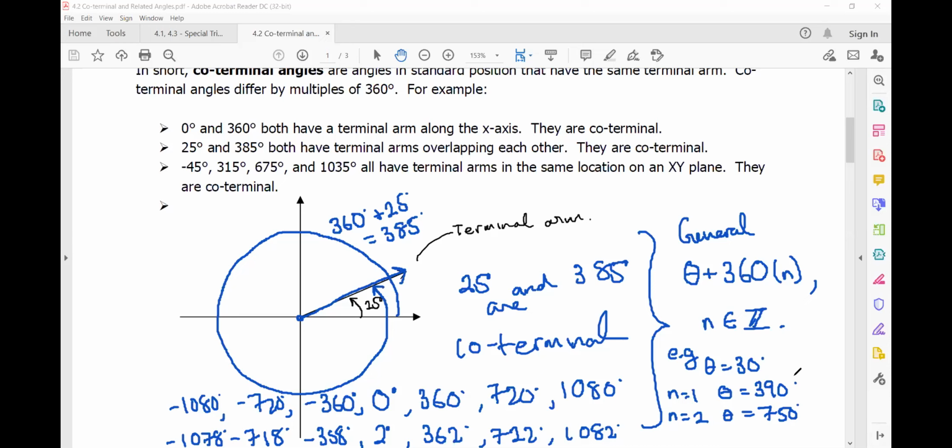If I'm going too fast, what I'm doing here is basically 30 plus 360 multiplied by 1. And here is 30 plus 360 multiplied by 2. So on and so forth. And of course, n could be negative 3 because it's still an integer. It still works. That will be 30 plus 360 times negative 3, which is 30 minus 1080, which is negative 1050. They are all coterminal.